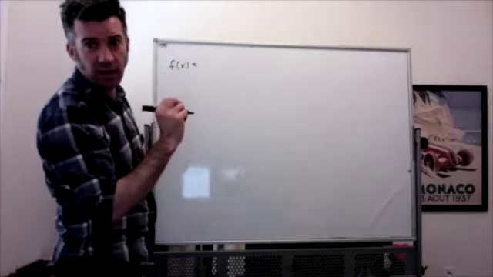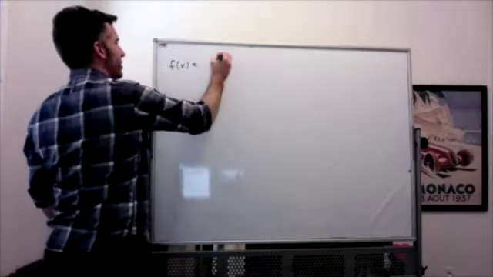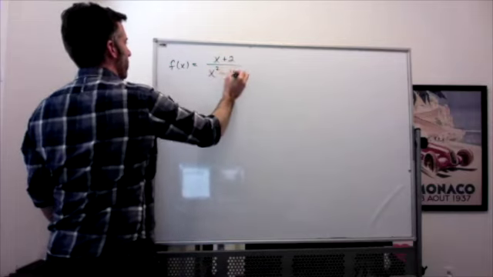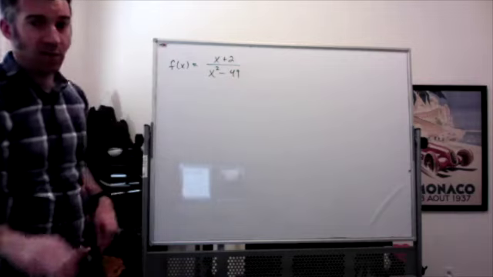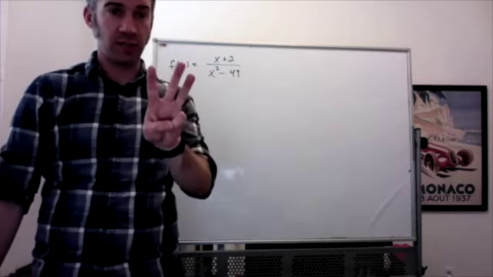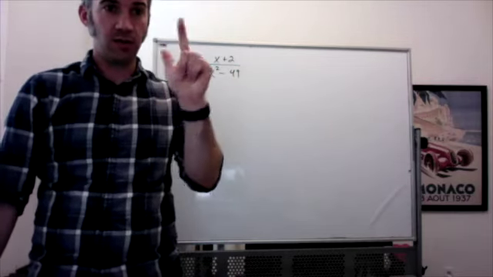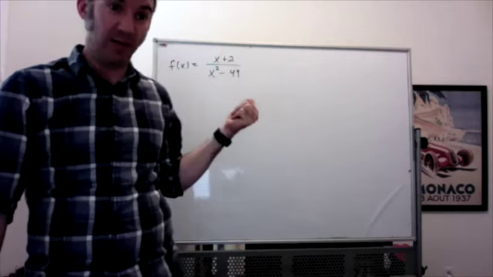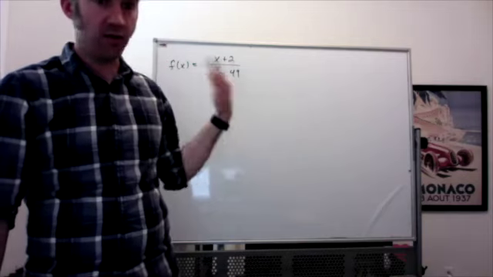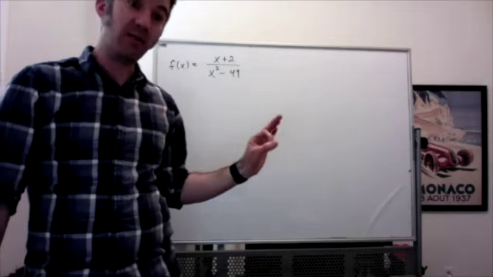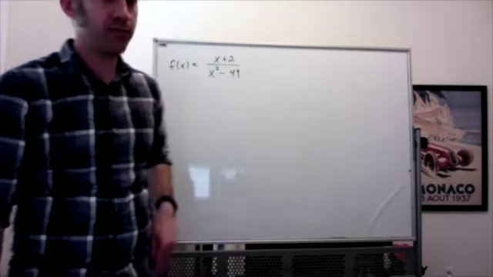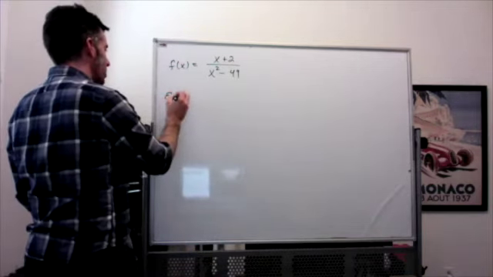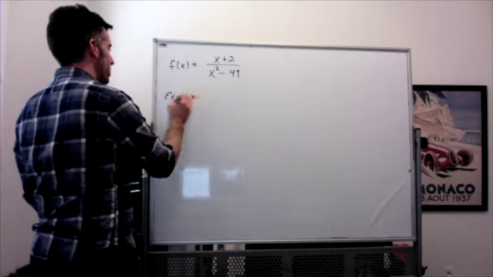So let's look at the following one. I want to find the domain of f of x equal to x plus 2 divided by x squared minus 49. Again, I'm always looking for the three problem functions: logarithms, roots, and division by zero. Meaning, do I have a fraction? I have a fraction. I don't have a logarithm, and I don't have an even root. So for this one, I want to exclude where the denominator is equal to 0.